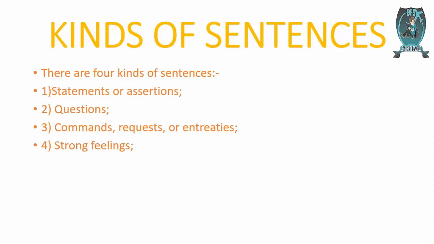So a sentence that makes a statement or assertion is called a declarative or assertive sentence. So you can see those statements are declarative or assertive. A sentence that asks a question is called an interrogative sentence, and a sentence that expresses a command or an entreaty is called an imperative sentence. And a sentence that expresses strong feelings is called an exclamatory sentence.